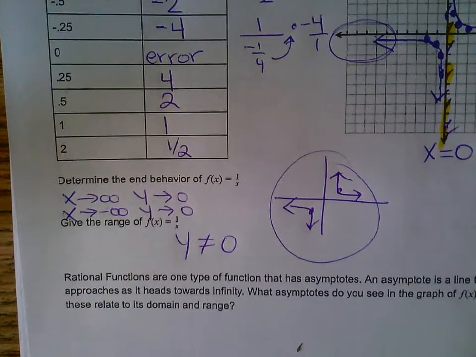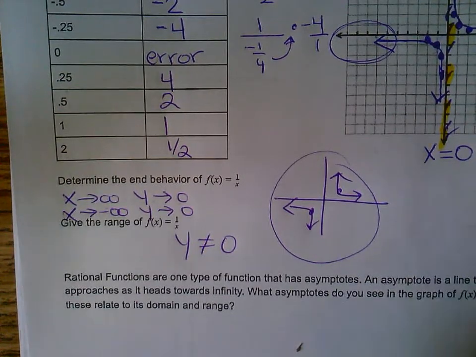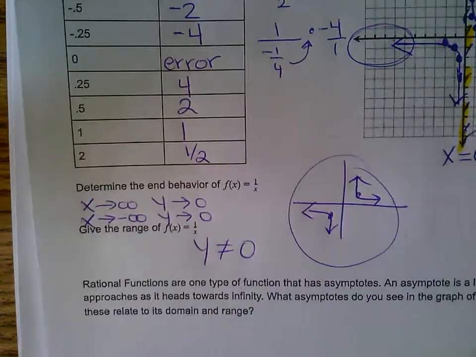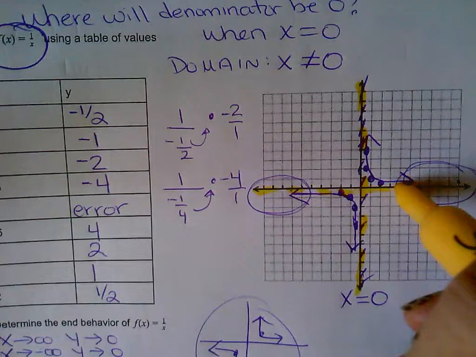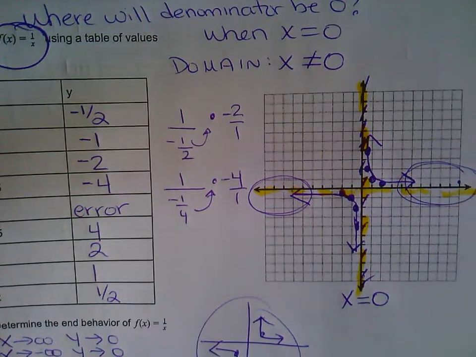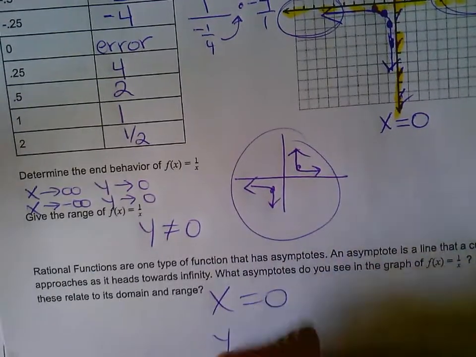So it says rational functions are a type of function that has asymptotes. An asymptote is a line that the curve approaches as it heads towards infinity. And what asymptotes do you see in the graph? So basically our two asymptotes are x equals 0 and y equals 0. So x equals 0 and y equals 0 are the two asymptotes of the parent function.